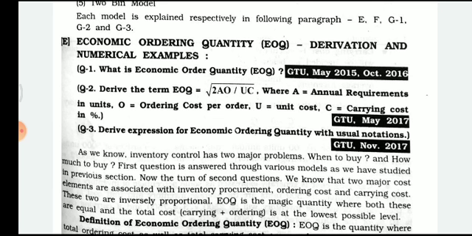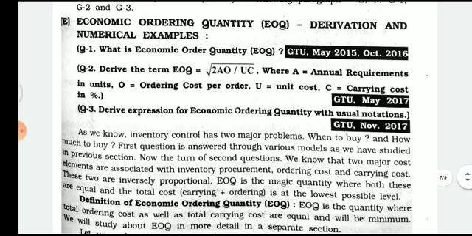Economical order quantity is given by the square root of 2AO divided by UC, where A is the annual requirement in units, O is the ordering cost per order, U is the unit cost, and C is the carrying cost in percentage. A similar question is asked another way: derive the expression for economical ordering quantity with usual notation. Okay, so let us see.